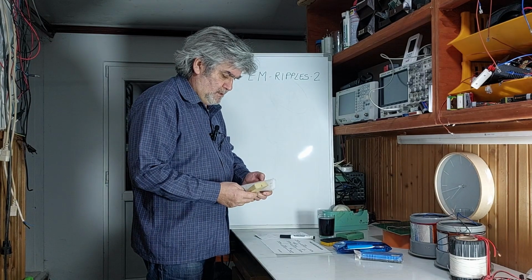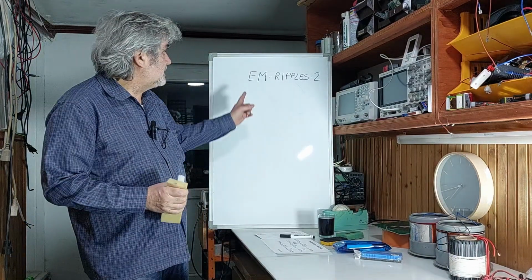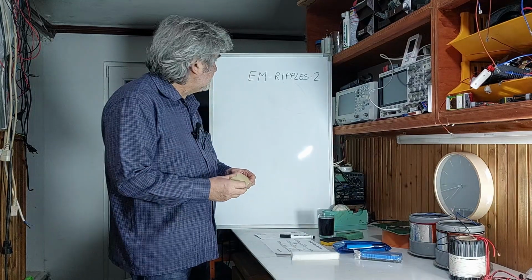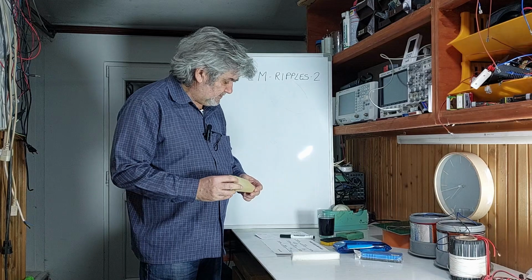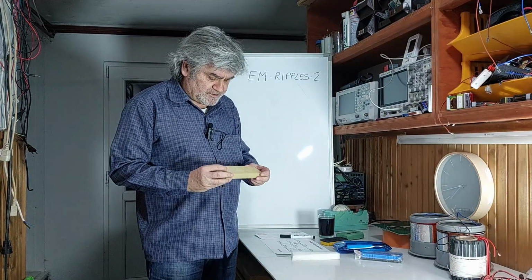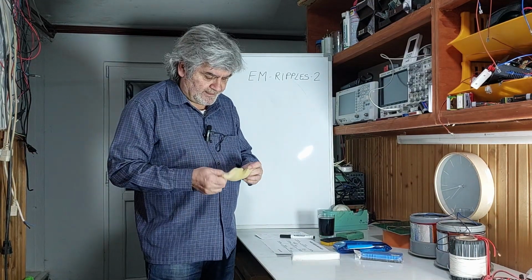So, Milan, what are we doing today? Today we will make a second part of electromagnetic ripples, which we made last time. But before that, I'm going to continue. I will try to explain how I see the electromagnetic field.